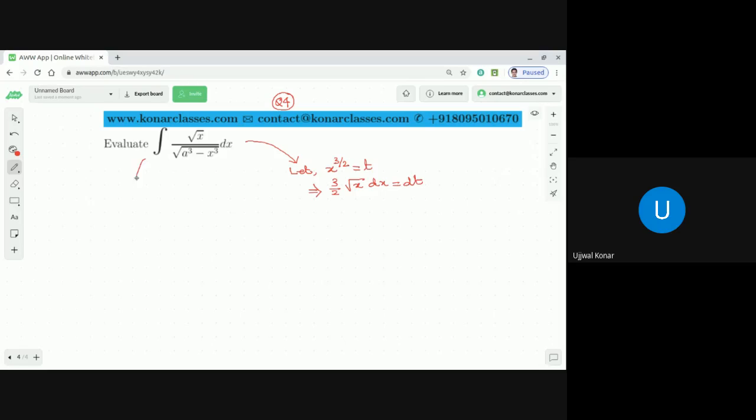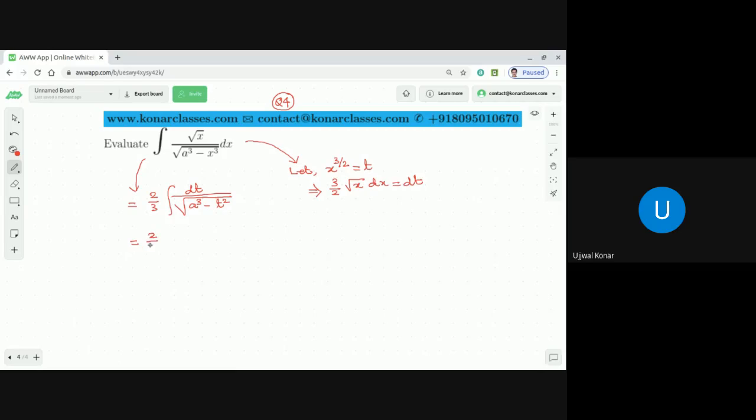So then what we get out of it, dt by dx is 3 by 2, so finally it will be 2 by 3, which I can take outside. Square root of x dx is equal to dt. Now in the denominator, what you get is square root of a cube minus x to the power 3, which should be equal to t square, na? Correct or not? All of you got it?